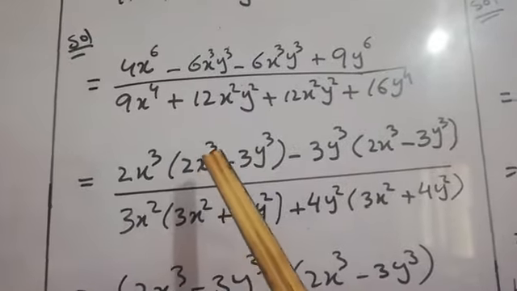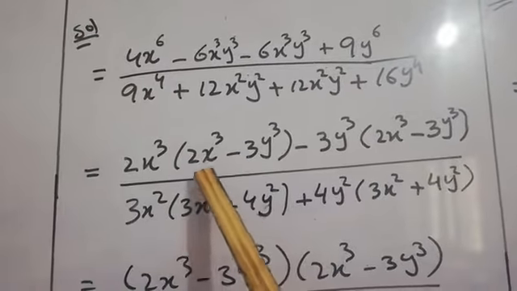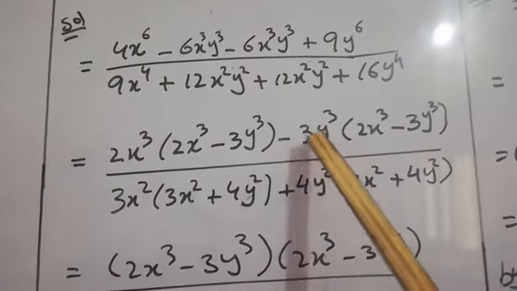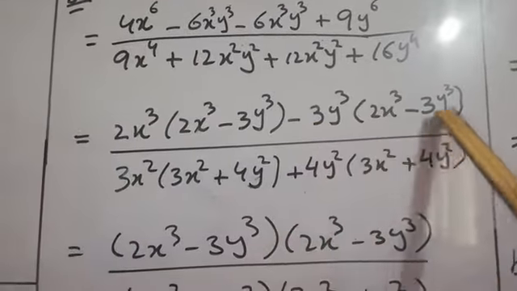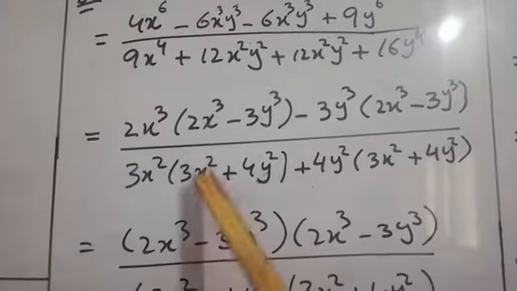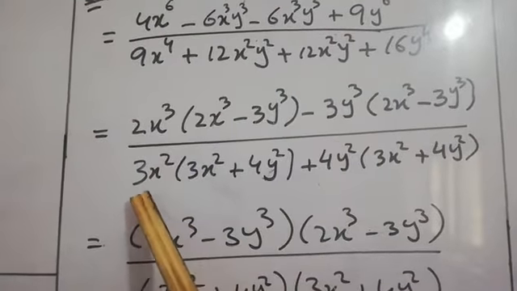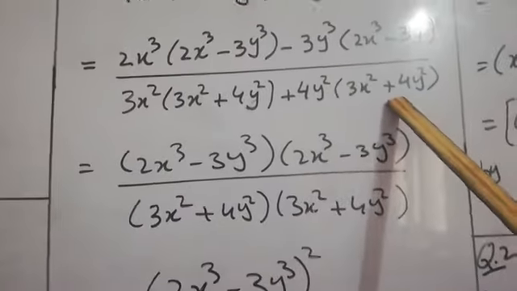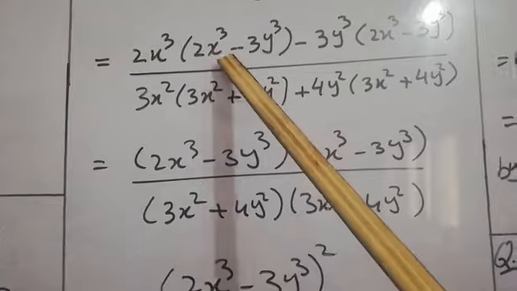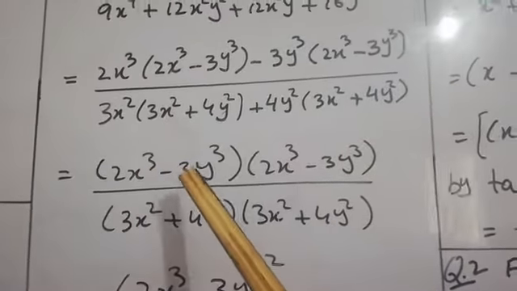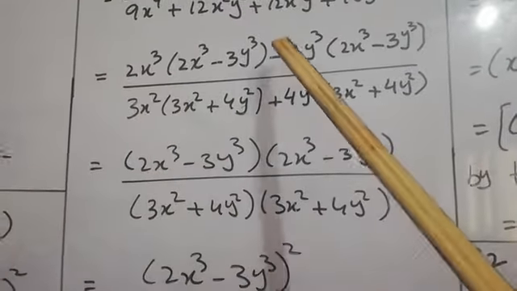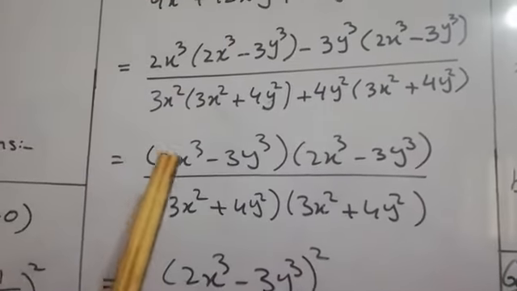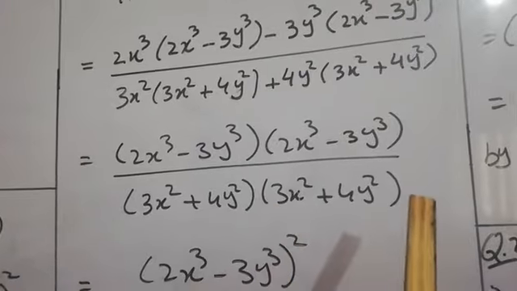Take 2x cube as common from the first two values and get 2x cube minus 3y cube, and we will take minus 3y cube from the next two as common and get 2x cube minus 3y cube. In the same way we will take 3x square common from the first two values and 4y square common from the last two values. Now we will take the common value first, 2x cube minus 3y cube, and the remaining values are 2x cube minus 3y cube. And there are also 3x square plus 4y square into 3x square plus 4y square.